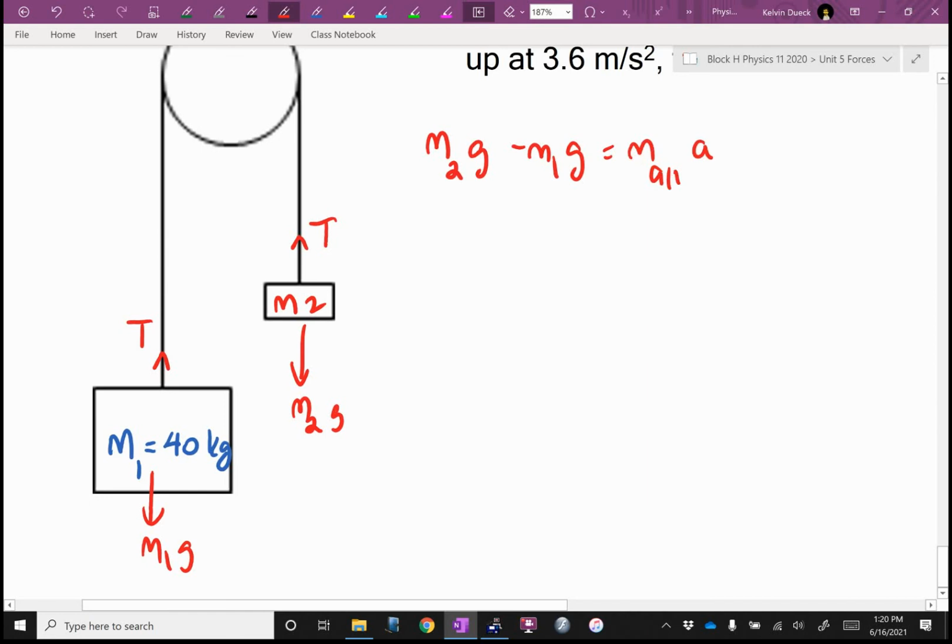This is a yucky one to try and get the M2 by itself. You can, but there's an M2 hidden inside of there. It's a lot easier to do one mass and then walk over to the other one. So which mass do we know?